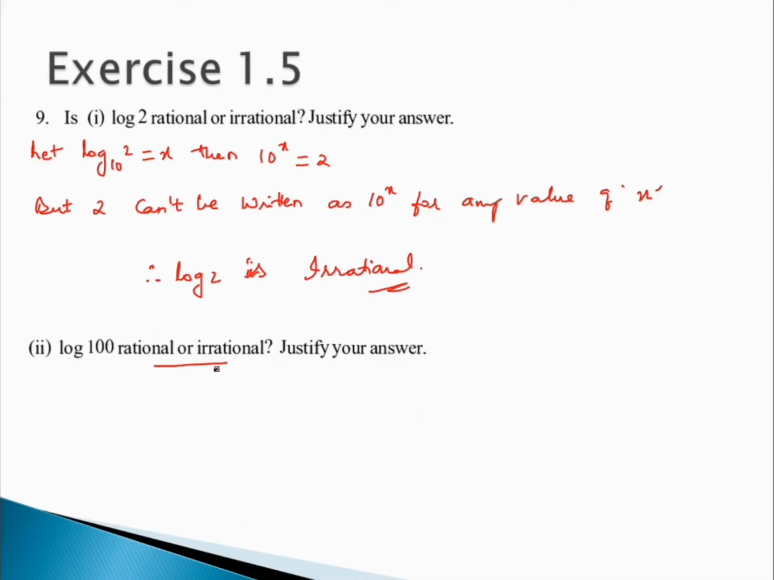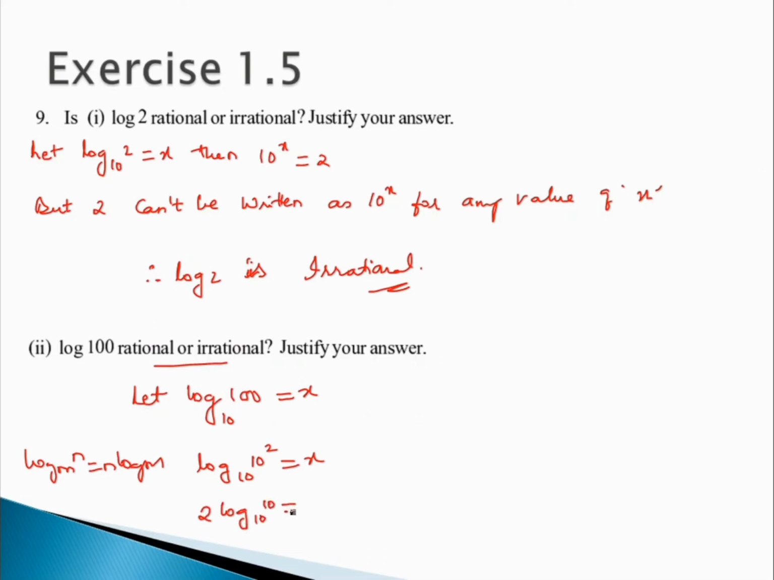Is it rational or not? It's the same thing he's asking. So let us do the same thing. Let log 100, that is base 10, be equal to x. So I can write this as log 10 squared equal to x. So by using the formula log of m^n, I can write this as 2 into log 10 of 10, which equals 1. So this value becomes 1. So x is equal to how much? 2. Therefore, x is equal to 2 over here, right?